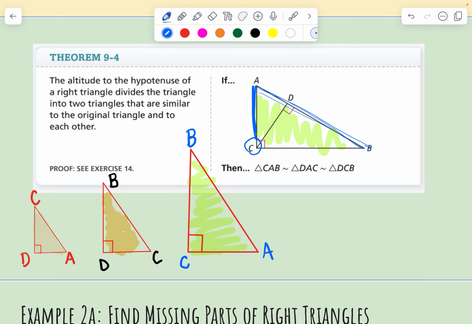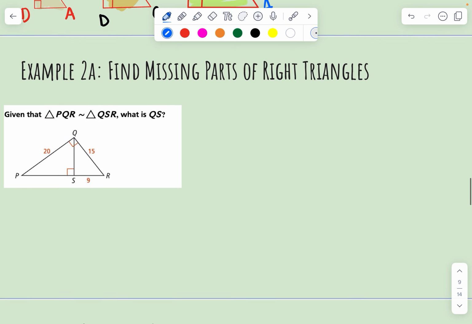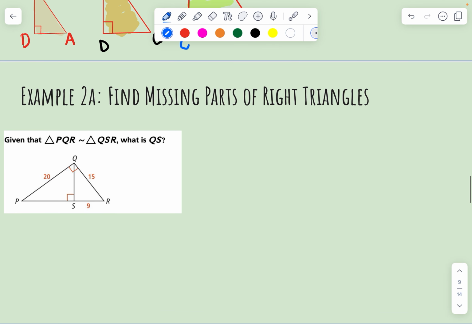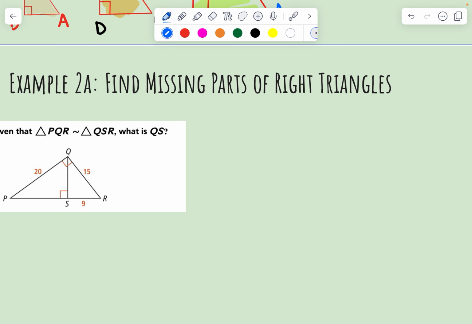And all of those triangles, if we draw them correctly, it's pretty easy to see that they are similar to each other. But notice that I had to pay attention to where the right angle was, where the shortest side was, and where the longest side was. So let's look at an example here. Given that PQR is similar to QSR, what is QS?